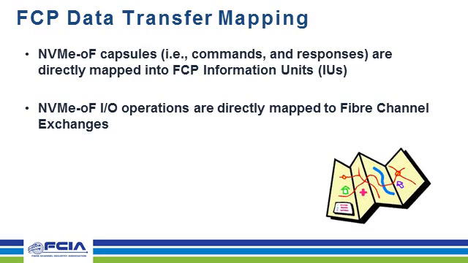So in order to do this mapping, we have to map the NVMe over Fabrics capsules, which are the commands and responses, onto FCP information units. Each frame or packet in FCP is called an information unit. And then we need to map these I/O operations into Fibre Channel exchanges.